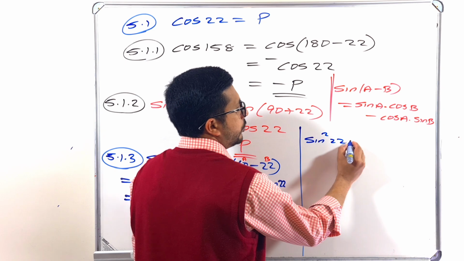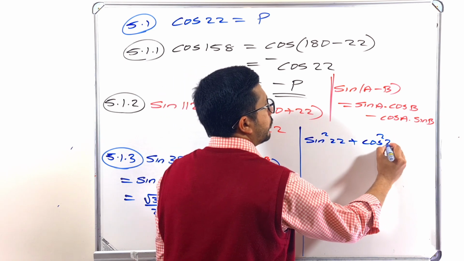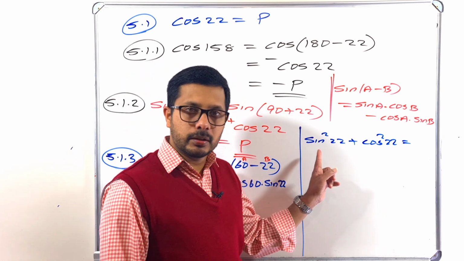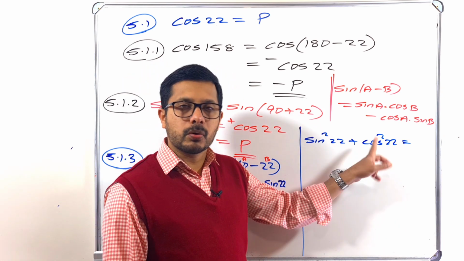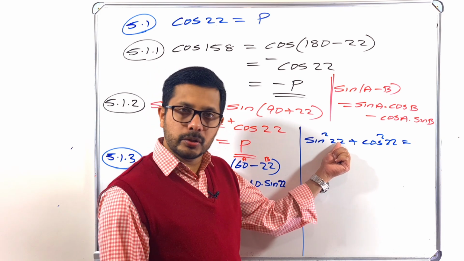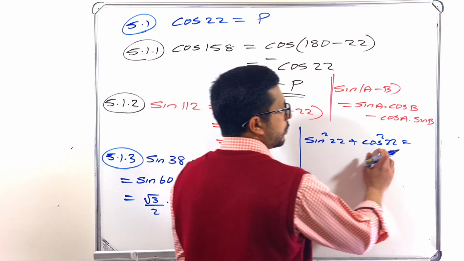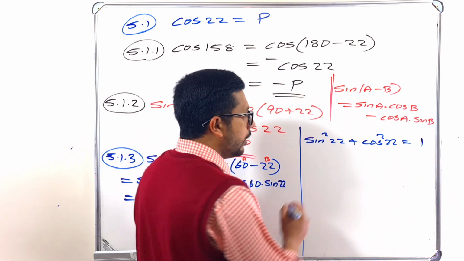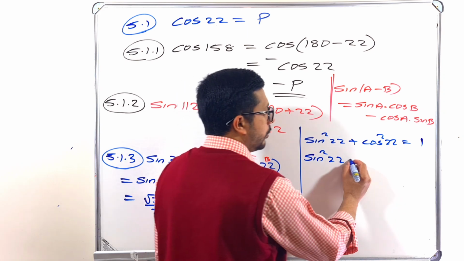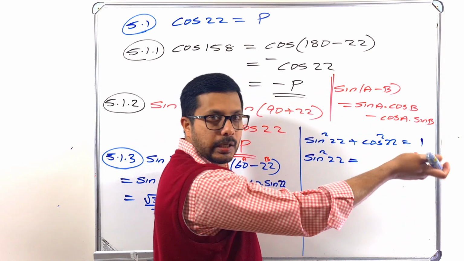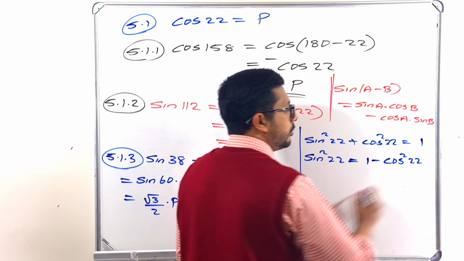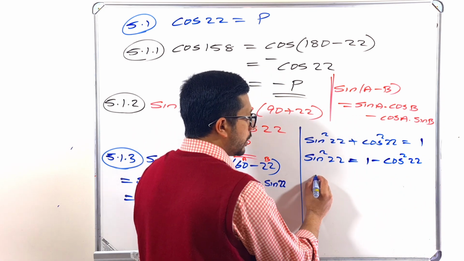Sine square 22 plus cos square 22. What is the answer? In grade 10 you studied an identity like this, sine square theta plus cos square theta. What is the answer? It's 1. So instead of theta here it is 22. Okay, so sine square 22 plus cos square 22 is 1. Okay, so from there what is sine square 22? You have to take this cos square 22 to the other side, that is 1 minus cos square 22. Okay, so from there what is sine 22?